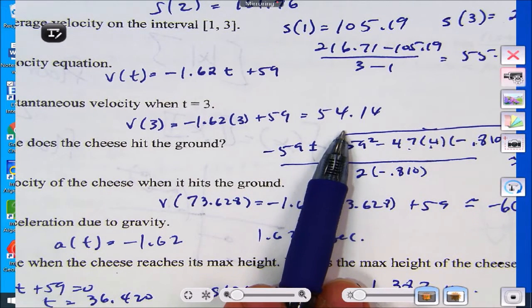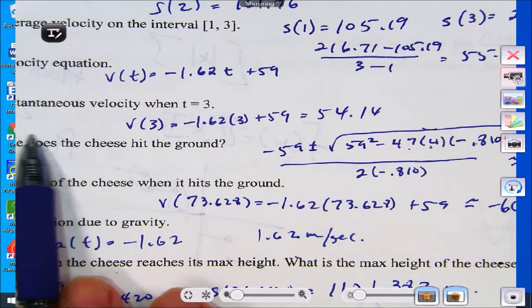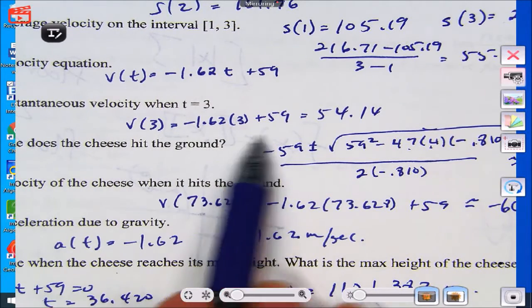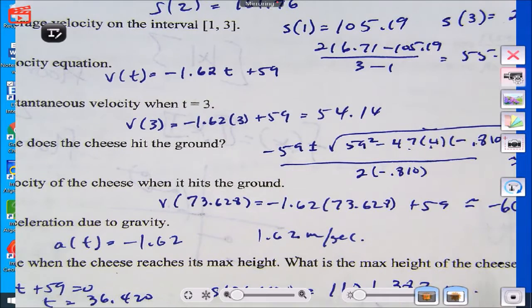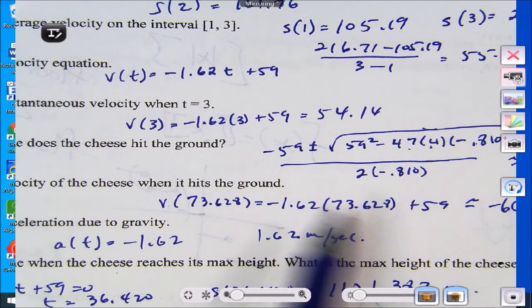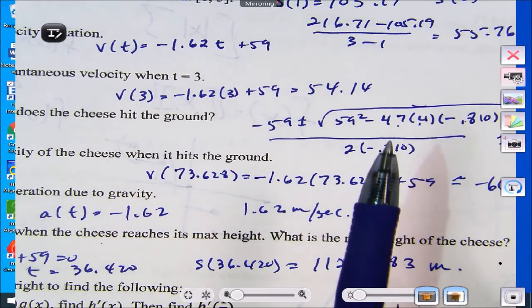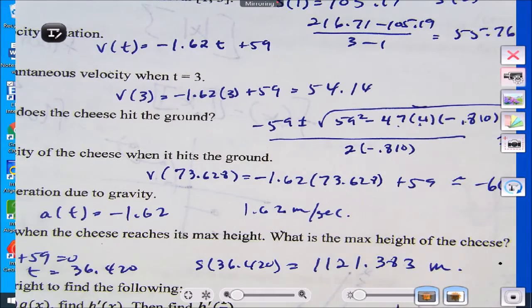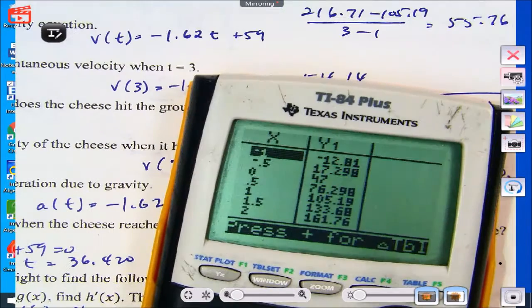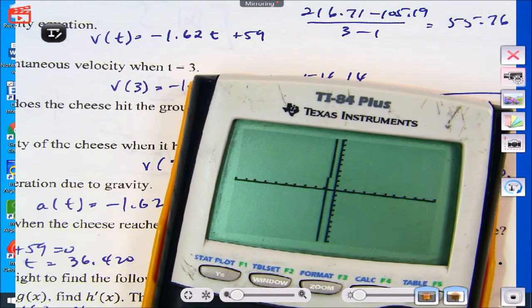54.14? That's right. That's D. B of 3 is the instantaneous velocity at when. I got like 60 because I put positive 1.62 or whatever. Oh, I see, my line broke. I didn't put a negative one. So for E, you could have used the quadratic formula, or you could just look at the graph.